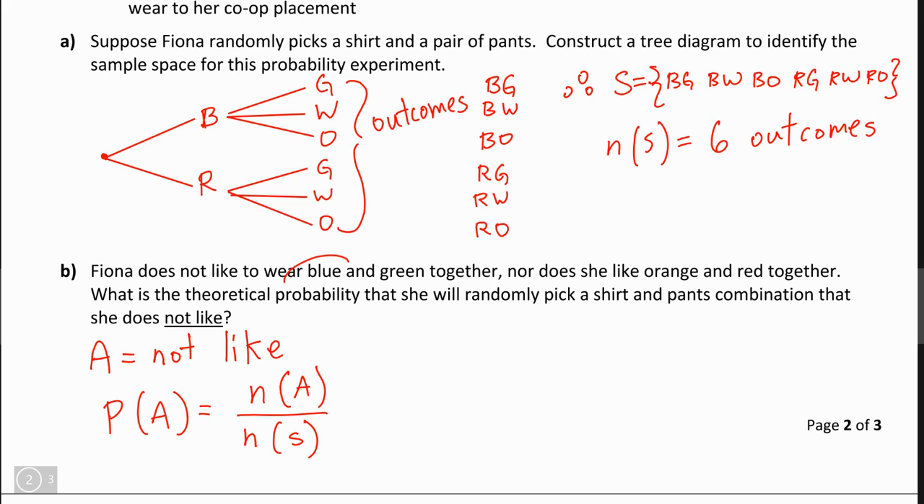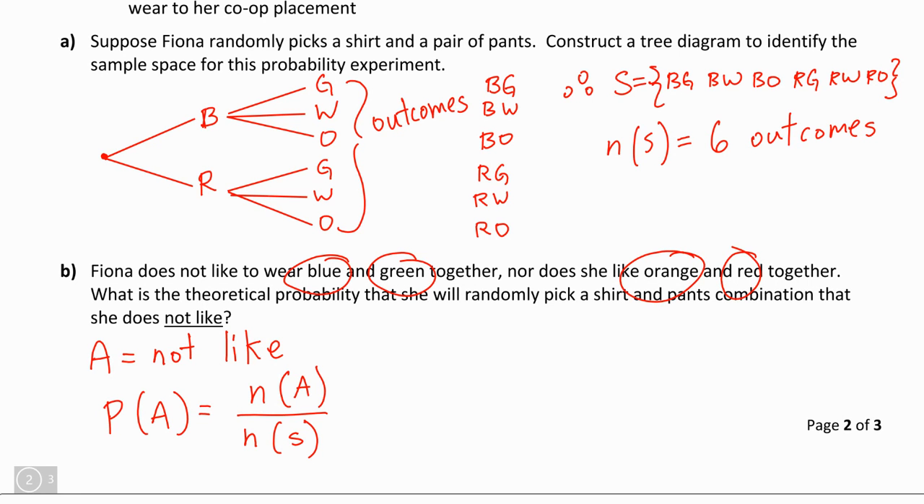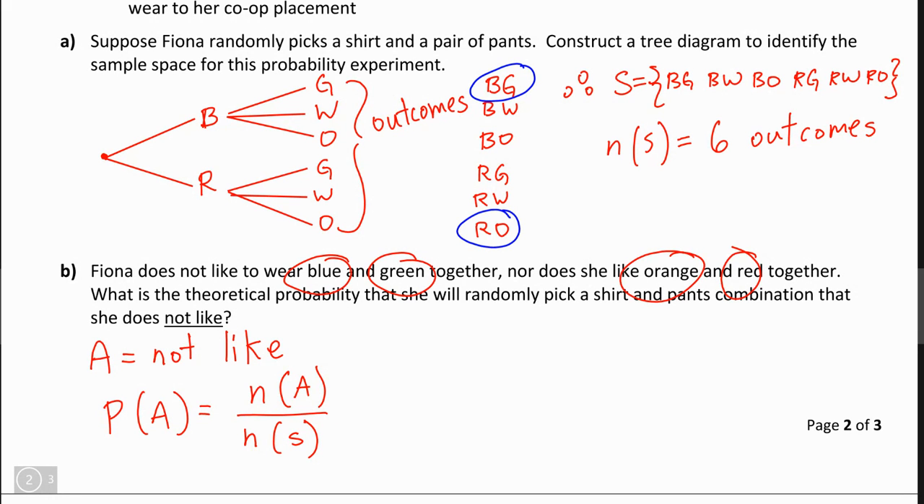So she does not like to wear the blue and green together, and she doesn't like to wear orange and red together. So why don't I look at my list here and look at the blue and green together? So there's blue and green, and there is orange and red. So where's orange and red? Down here. So there's 2 possible combinations that she does not like. So I'm going to say here the probability of A is equal to 2 possible outcomes that she doesn't like out of 6, which is 1 over 3, or you can say 33%.